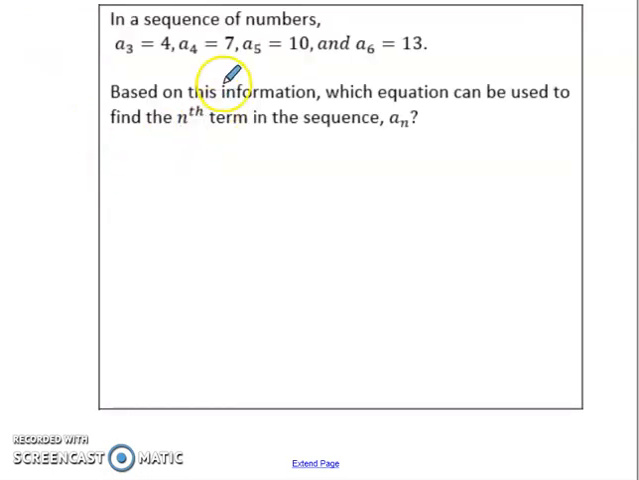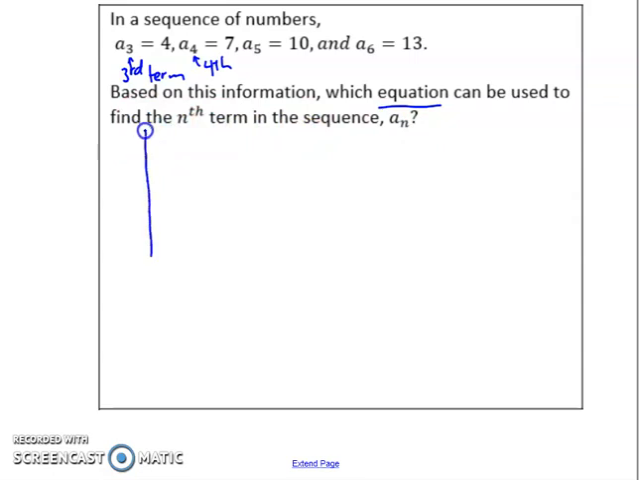So here we go. In a sequence of numbers, the third term, so when we see this little number, it's telling us what term we're looking at. So we have third term is 4, fourth term is 7, fifth term is 10, sixth term is 13. Please read it like that. Don't go A_3. Always tell yourself third term so that you're making connections. Based on this, what's the equation to find the nth term in the sequence, A_n?